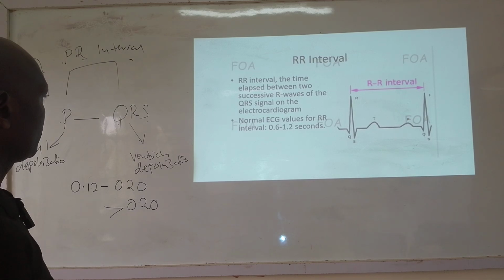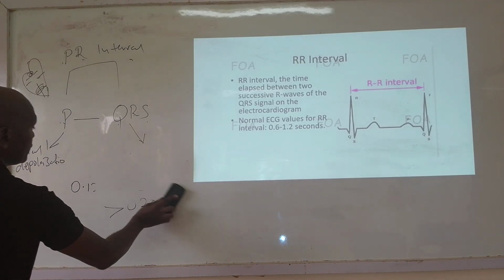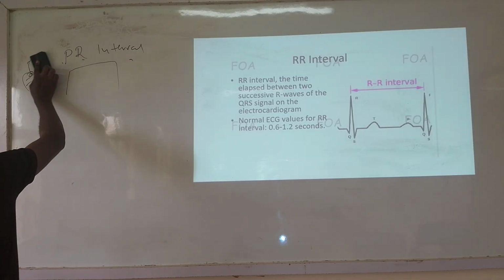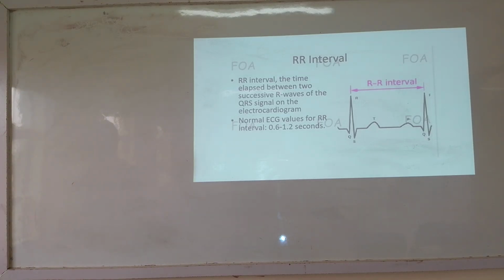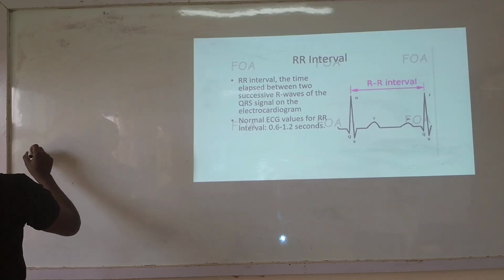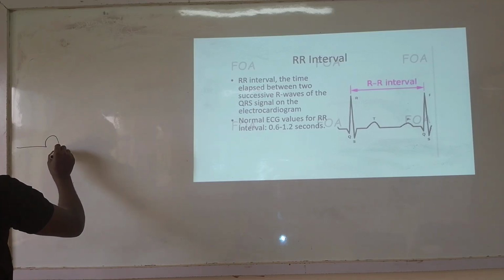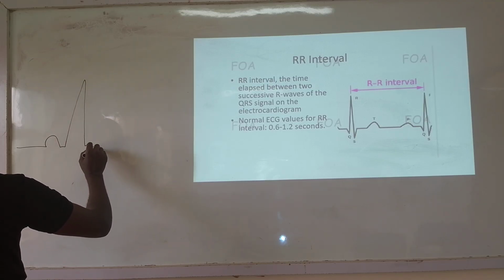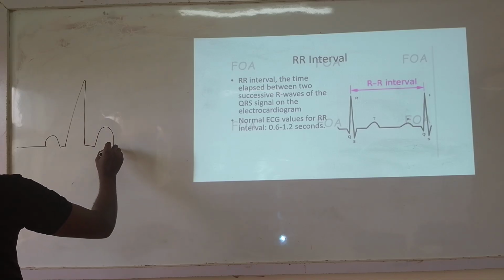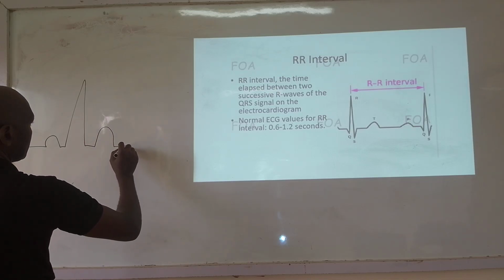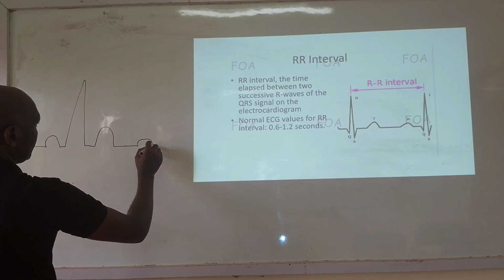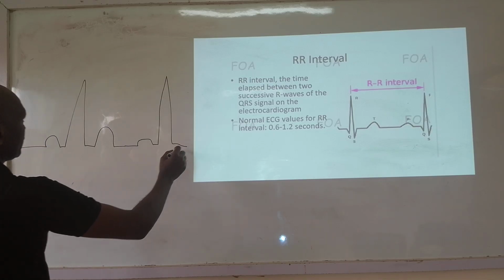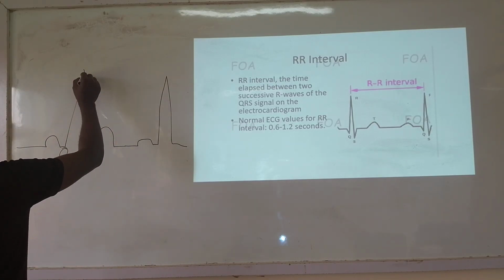The RR interval is the time which has elapsed between successive R waves. I want to demonstrate what an RR looks like. So if this is our wave, this is our P, and then this is our QR, then this is our T, then you proceed, then this is our P again, and then this is our Q again. As you continue like that, this is Q, this is R, this is S.